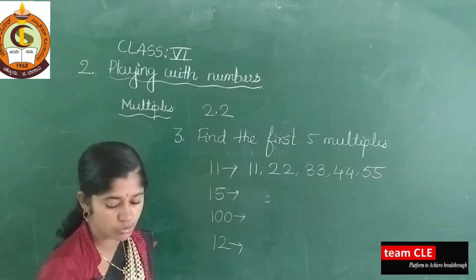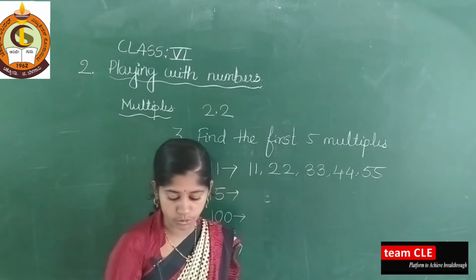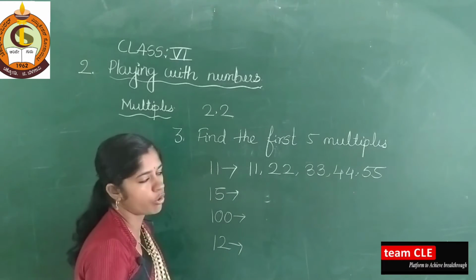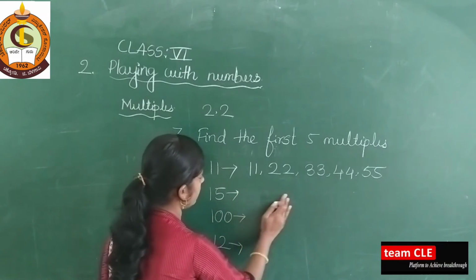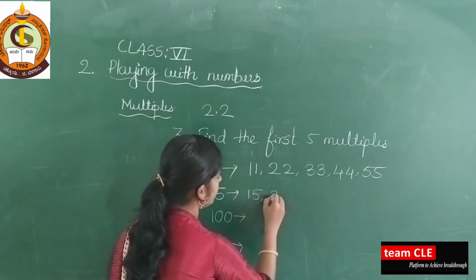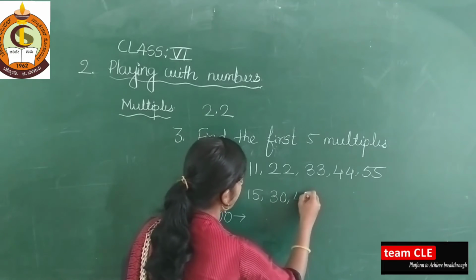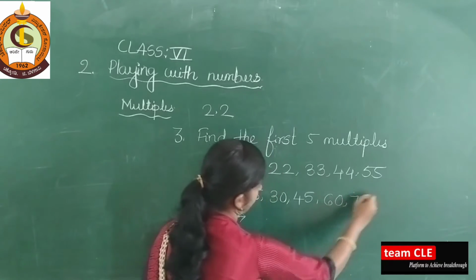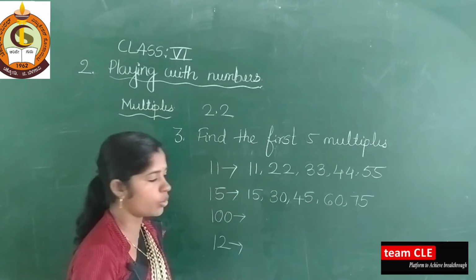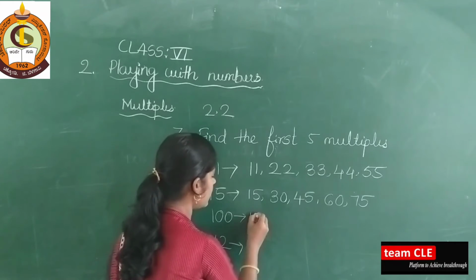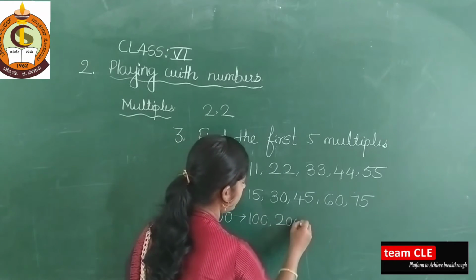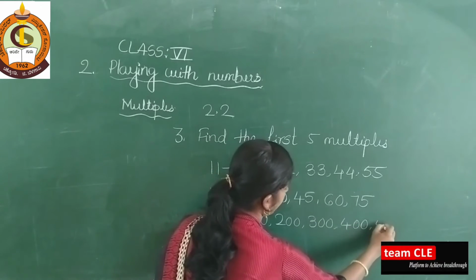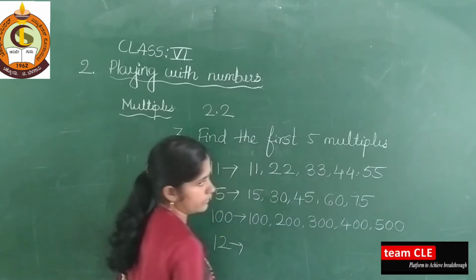These examples I am solving from your exercise 2.2, and that is the third main. Find the first 5 multiples of the following. So 15 is there. 15 ones are 15, 15 2s are 30, 15 3s are 45, next 60, next 75. If you write this much, it is over. Next 100 is there. Its multiples are 100, 200, 300, 400, and next one is 500.